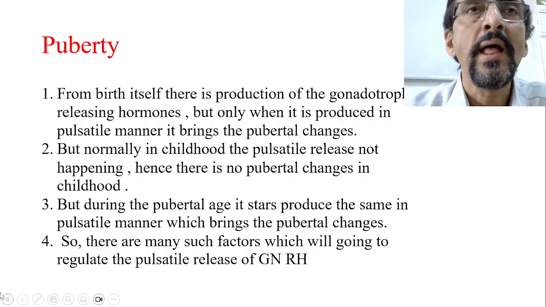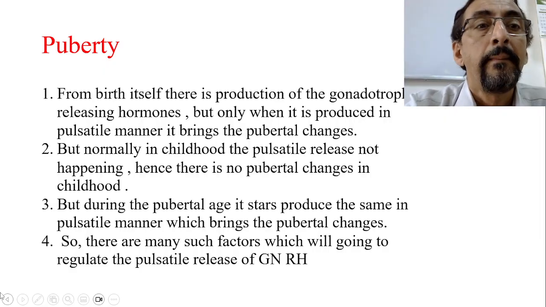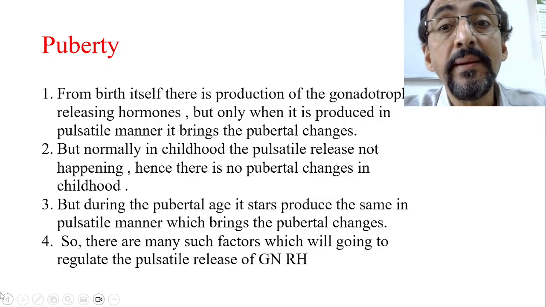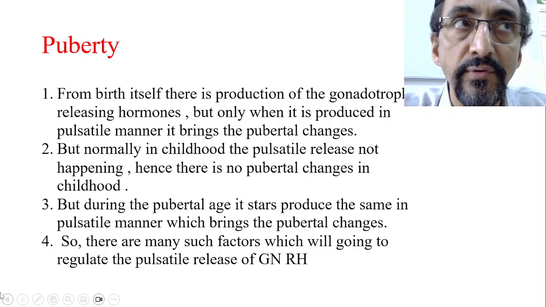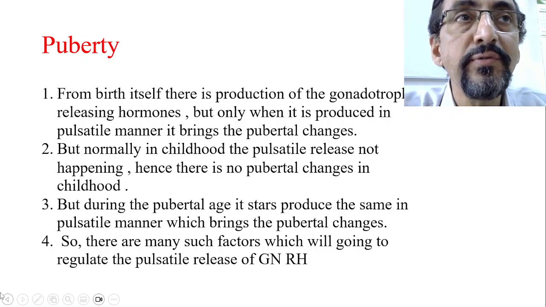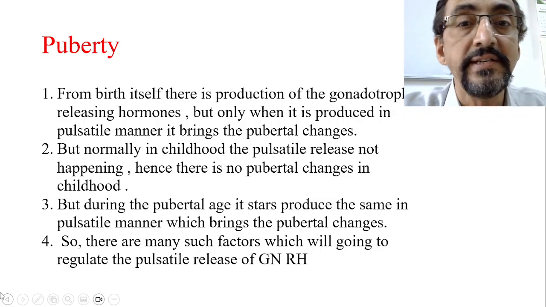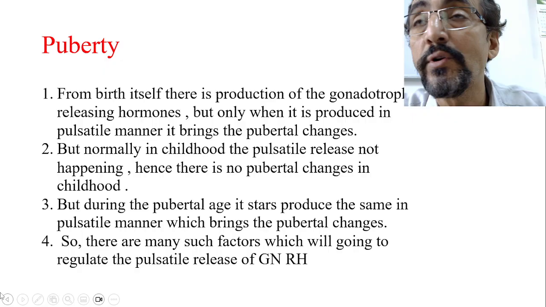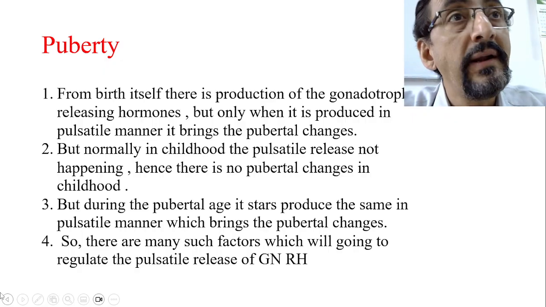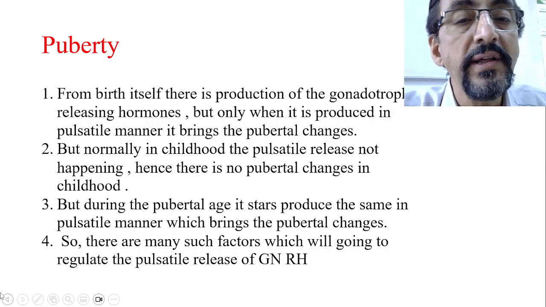Now this is a very important point. How this is possible and why this happens, we will see. But normally in the childhood period the pulsatile release is not happening. I told you that gonadotrophin hormone is continuously produced, but it is not produced in a pulsatile way. This continuous production of the gonadotrophin is not able to bring any type of pubertal changes. Hence, although there is production of the gonadotrophin in the infantile period and then in the childhood period, there are no puberty changes.